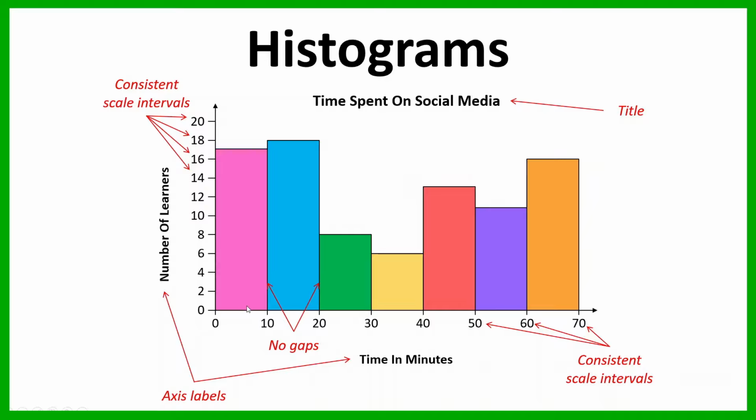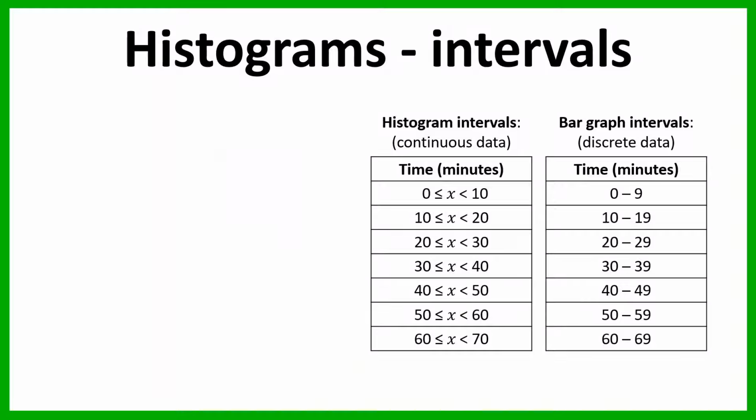bar is between the numbers. So this bar is representing all the numbers from 0 to 10. This one is representing all the numbers from 10 to 20 and so on. So for a histogram, your scale interval over here also needs to be consistent. Okay, then for histograms, we also work with intervals.